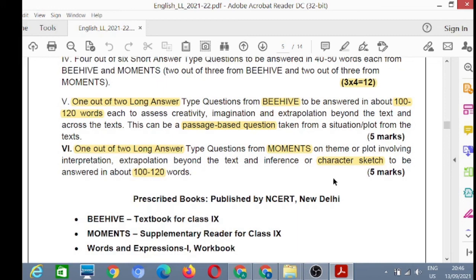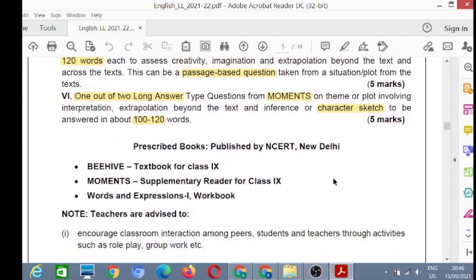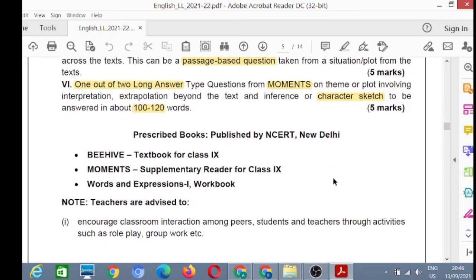So here we see the names of the books. First book, then the second book, Moments, then third is the Workbook. So this is the whole syllabus of the subject English for class 9.